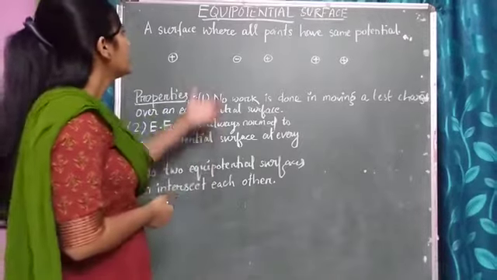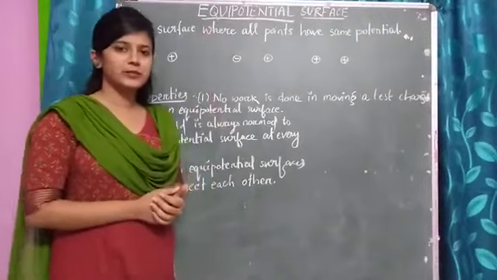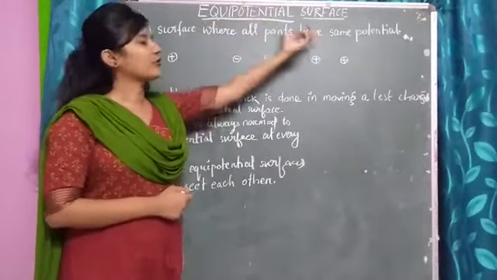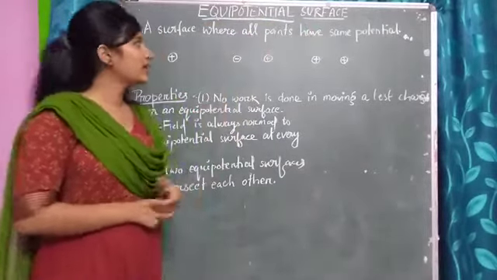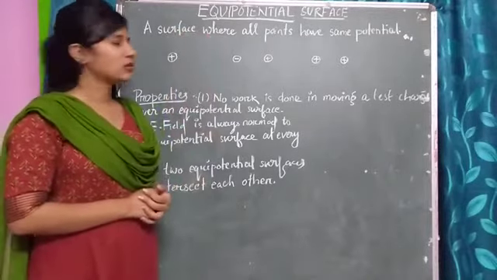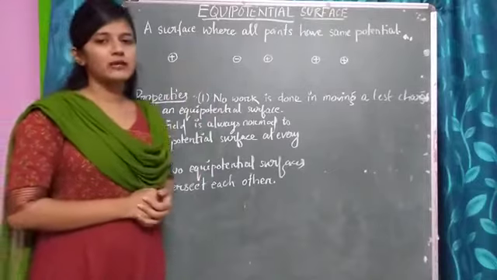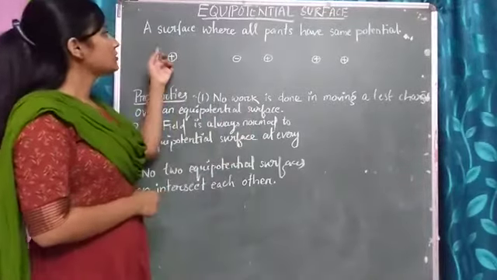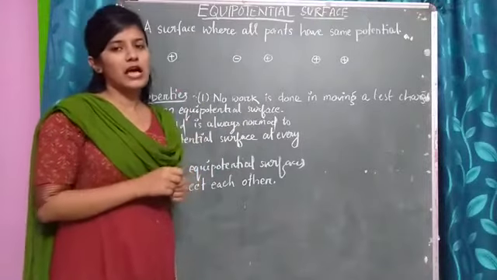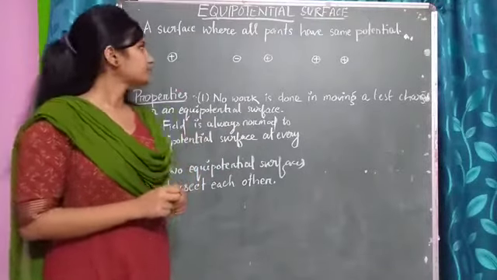So the name itself defines it. Equi means equal, potential, surface. A surface where all points have equal potential. So how will we define that? An equipotential surface is a surface where all points have equal potential.